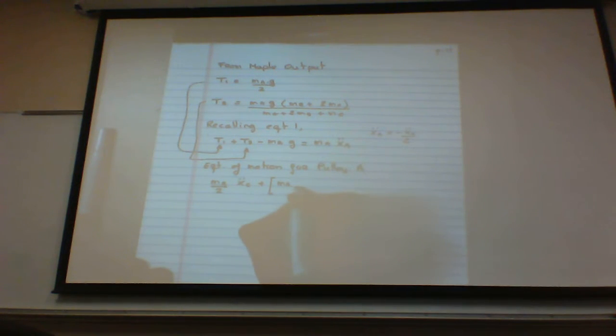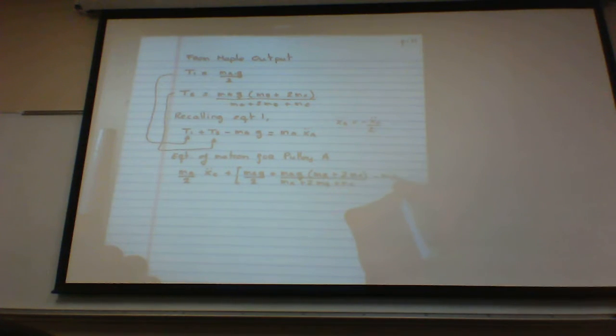So the constant term will be equal to T1, M_A g over 2, plus T2, which is M_A g. We could factor out M_A g: (M_B plus 2M_C) divided by (M_A plus 2M_B plus M_C), is that it? Minus M_A g equal to 0.